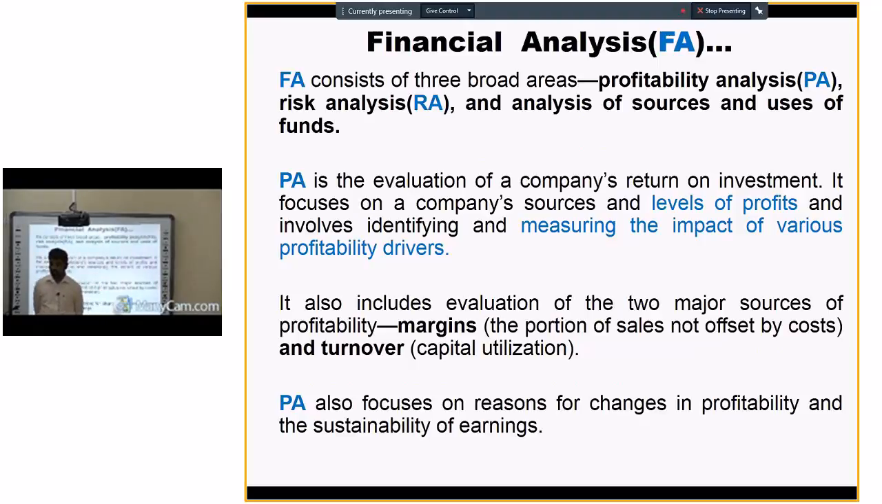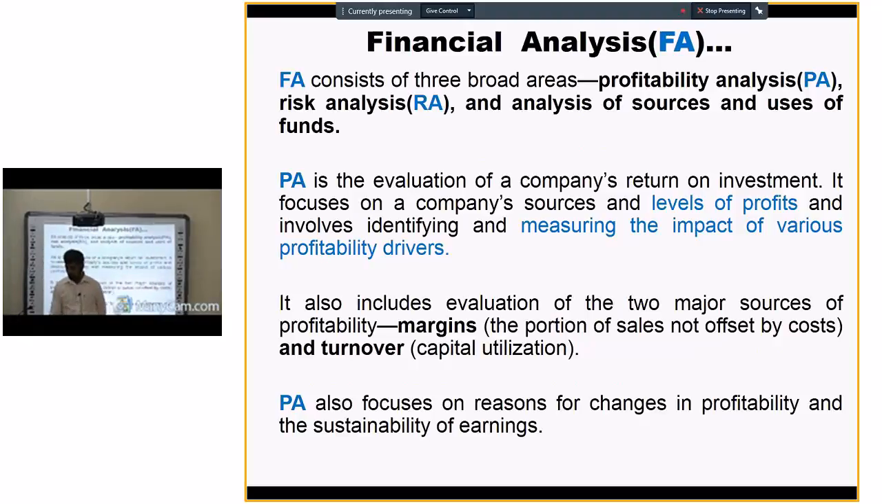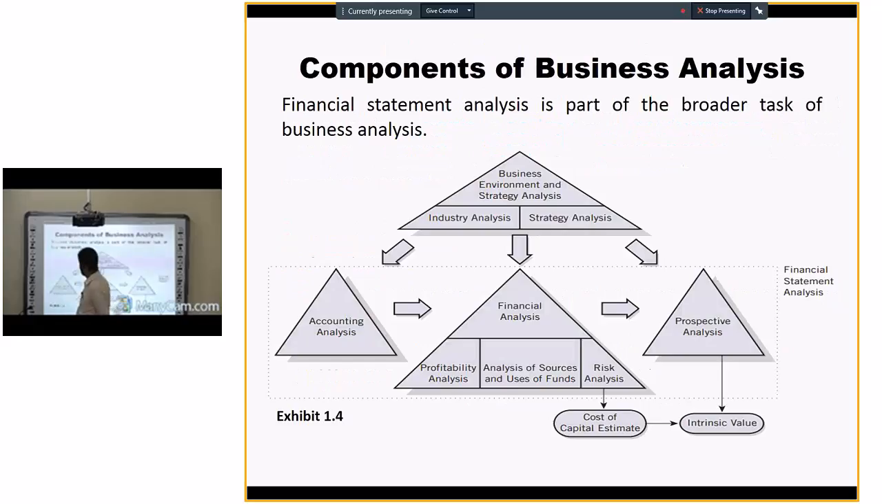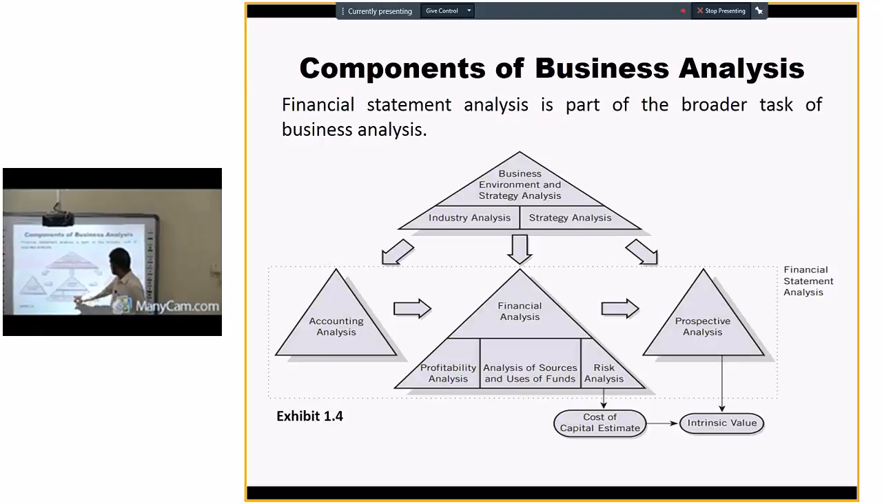Financial analysis consists of three broader areas: profitability analysis, analysis of sources and uses of funds, and risk analysis. Right?